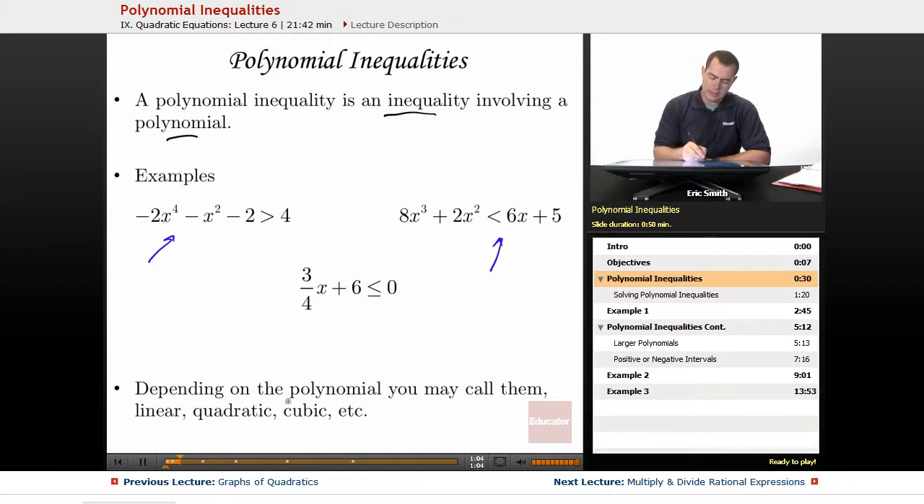Now, depending on the type of polynomial present, sometimes you can call these linear inequalities, quadratic inequalities, or even cubic inequalities. But I won't get too technical. Usually we'll just call these polynomial inequalities.